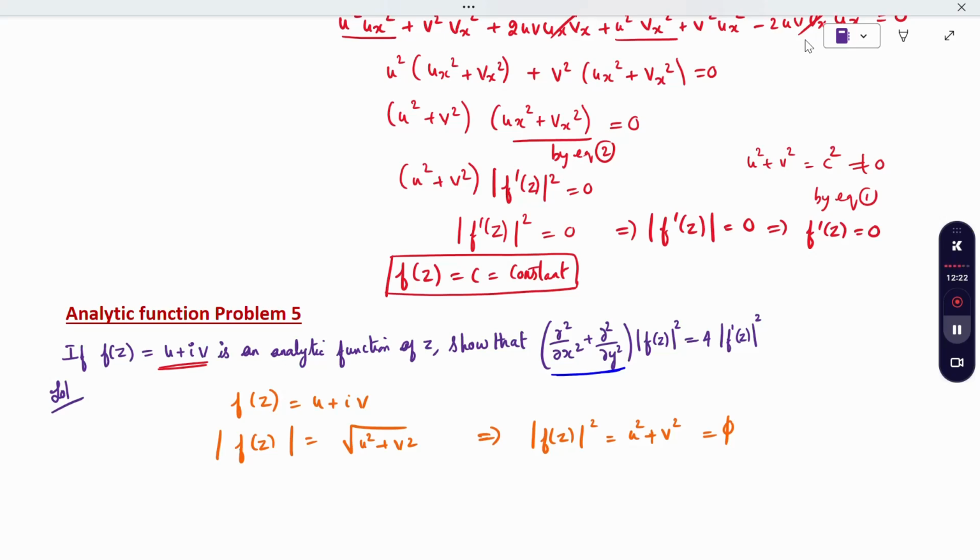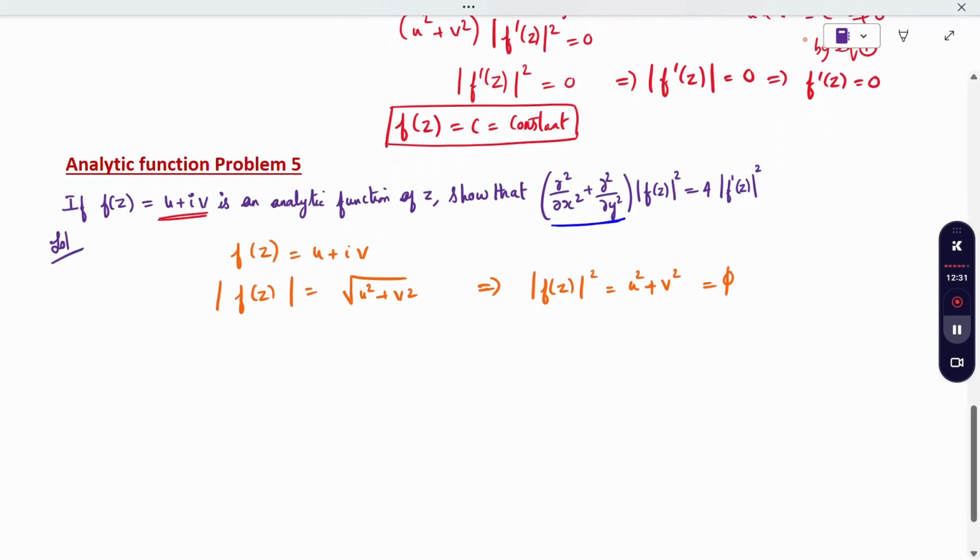So now every variable I'm going to convert. This whole f function I'm going to convert into phi, then finally I can replace it. It's not wrong. Okay.